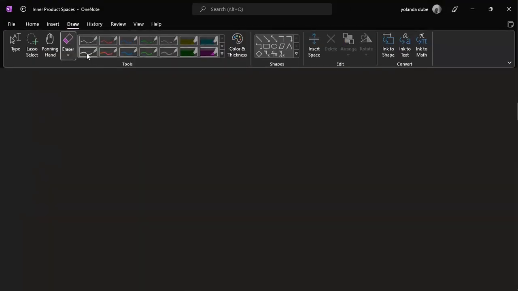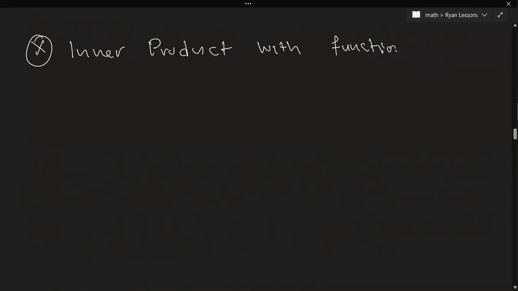You see, so now we want to talk about inner product with functions.